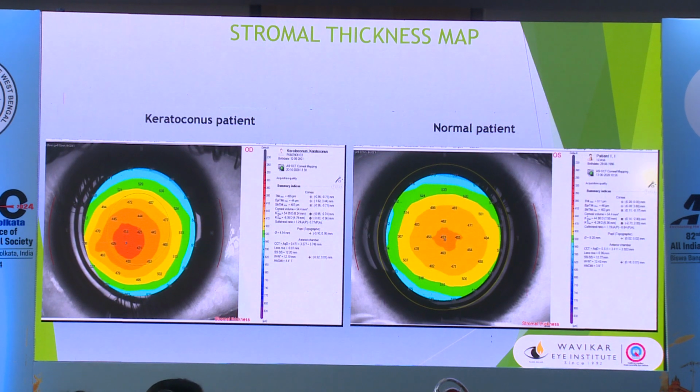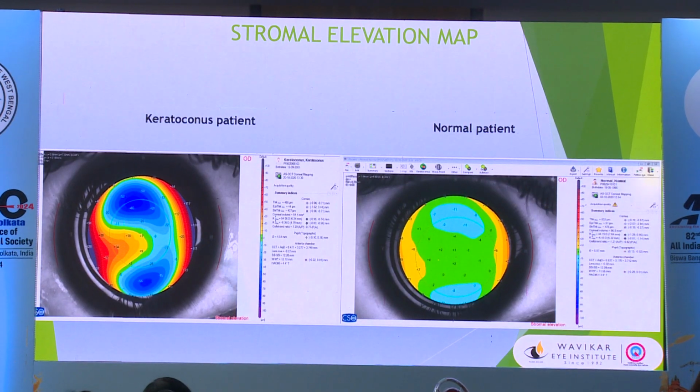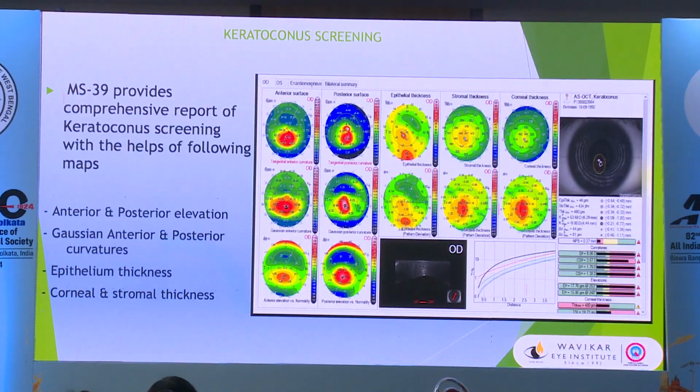Then stromal thickness map, you can see that the minimal thickness is displayed inferotemporally, and it is increased in size. And you can see the stromal elevation, the tongue shape projection, which is coming from the left-hand downside into the center, and this is definitely a suspicious case. Keratoconus screening is a very good tool which is available with MS39.